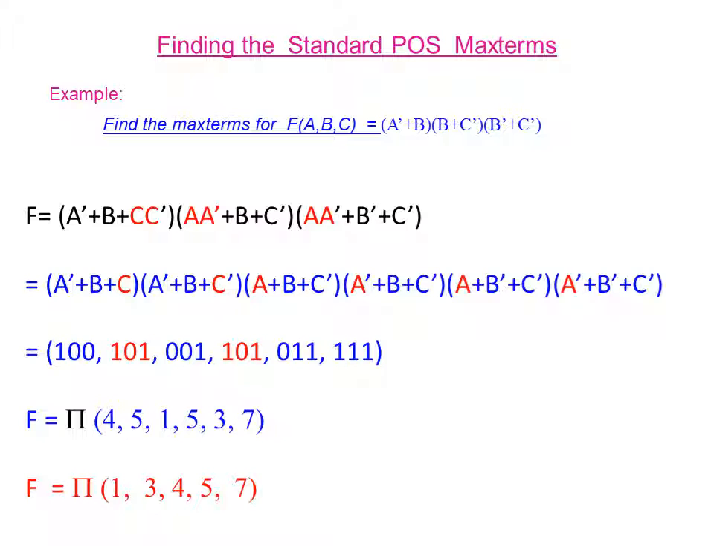In this example, the missing term in the first max term is C dash, in the second max term it is A dash, and in the third max term it is also A dash. Now we split the terms and convert into binary, then decimal.